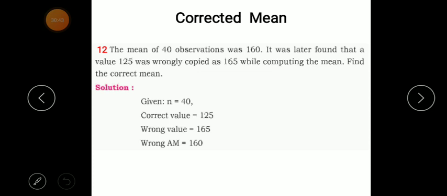One more topic we have today, the last type of problem, that is corrected mean. Now what are these corrected means?